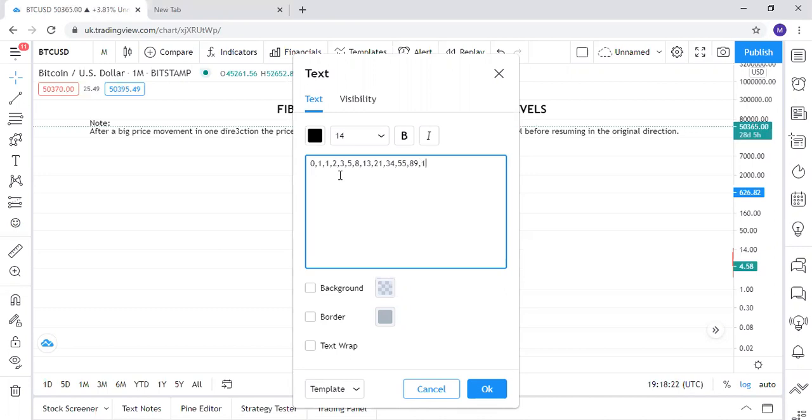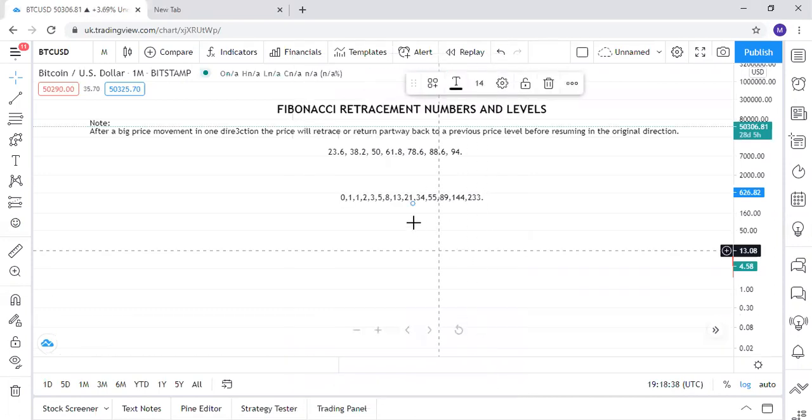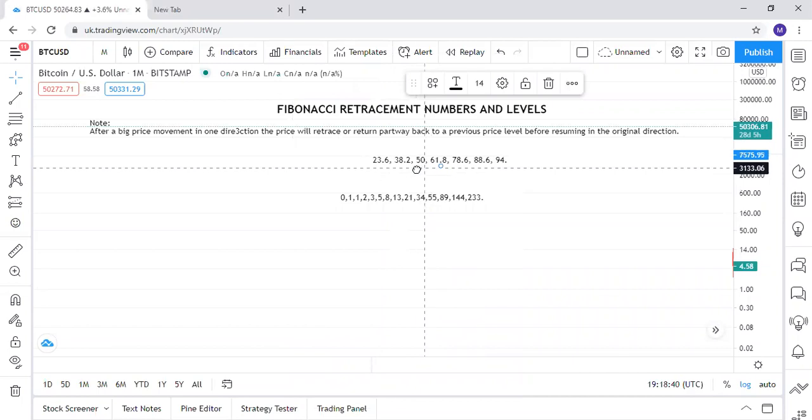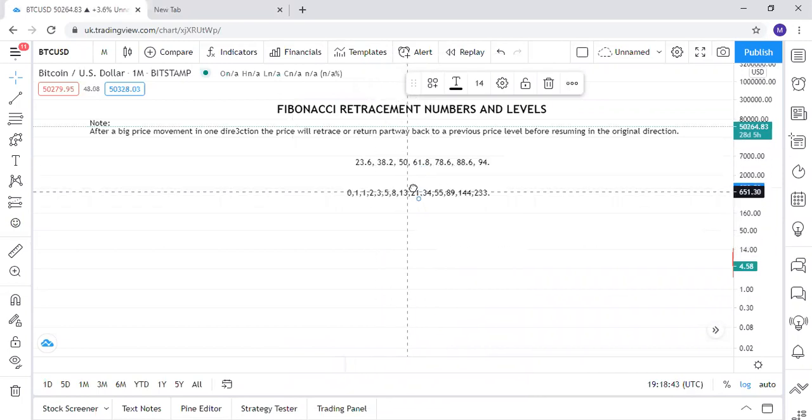And the next one will be 144, which is 89 plus 55. Then the next one will be 144 plus 89, which is 233. So now, this is known as Fibonacci levels, and this is known as Fibonacci numbers.